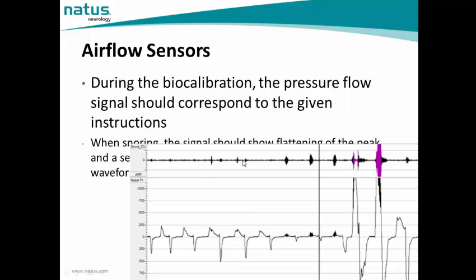On the snore channel, we can see a series or clusters of snore events. If we go to the nasal pressure, obviously we can see the flattening, and here we can see the snoring episodes on the inspiratory portion.